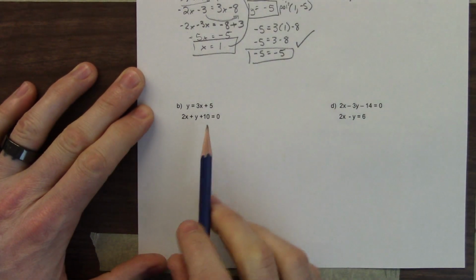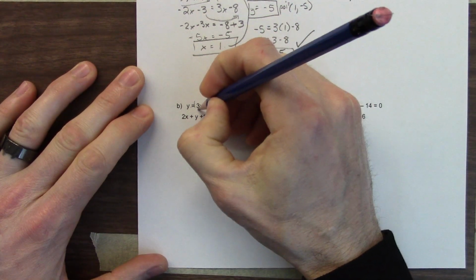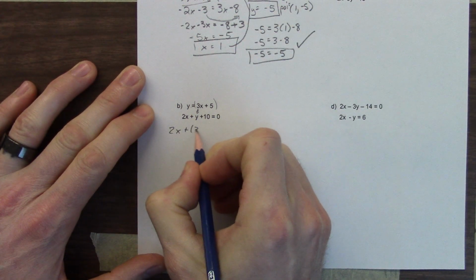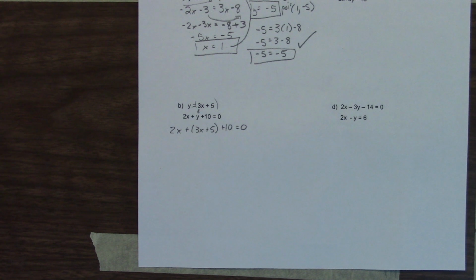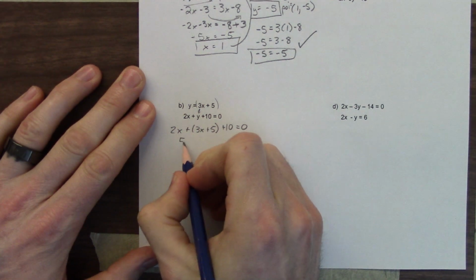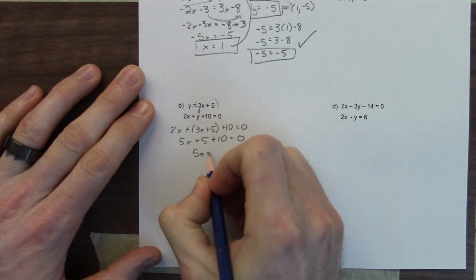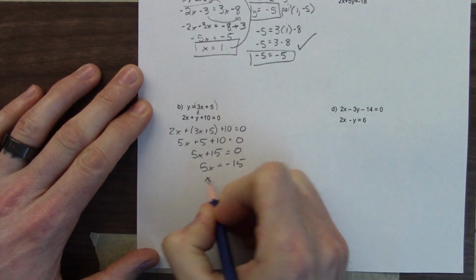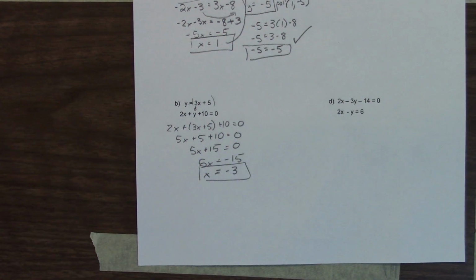B. Here, we already have y set up for us. Nice, so we can just substitute in the value for y here. So we're going to get 2x plus 3x plus 5 plus 10 equals 0. Any questions what I did there? I just took the value of y and subbed it in. Now I'm going to solve for x. So I get 5x plus 5 plus 10 equals 0. So we get 5x plus 15 equals 0. 5x equals negative 15. x equals negative 3. Any questions?